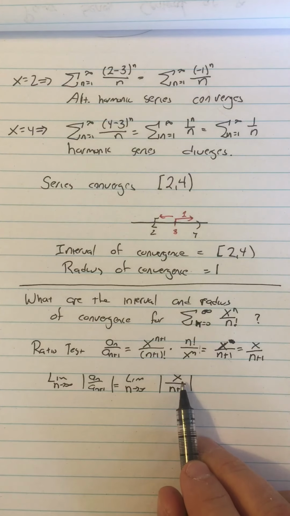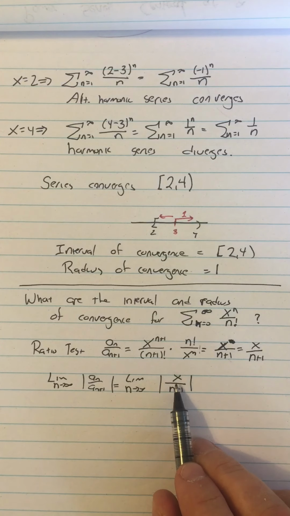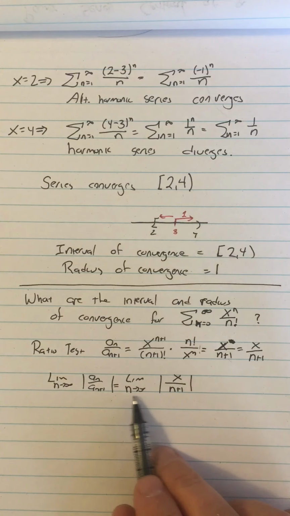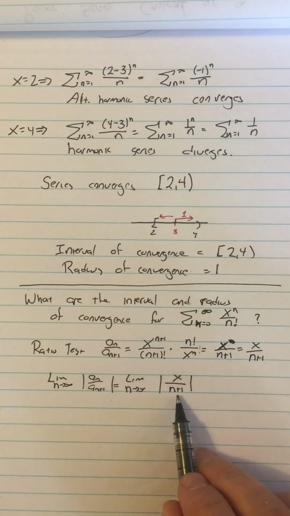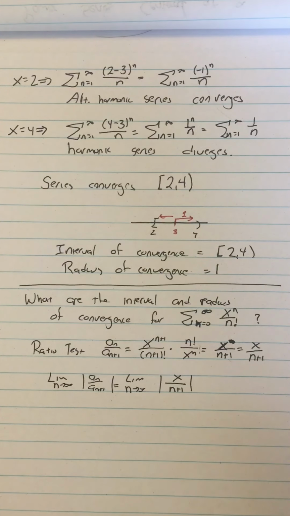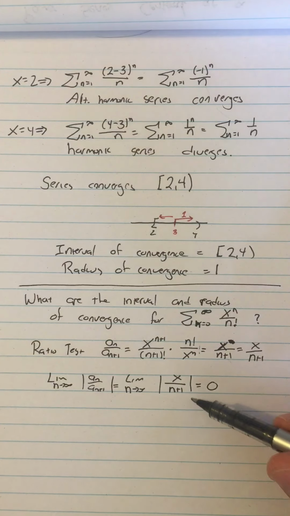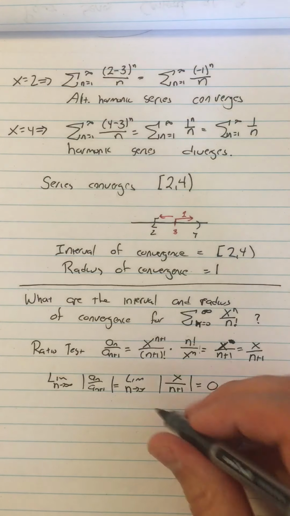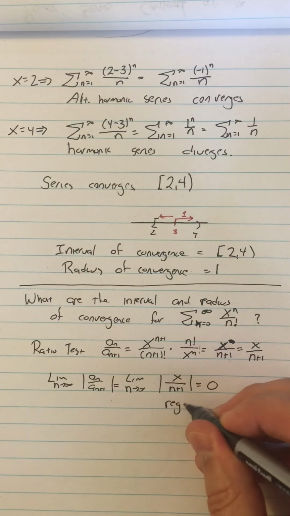Now, x is a fixed number. It's a real number. But n plus 1 is what's increasing. So no matter how big the x is, the n plus 1 will eventually get much bigger, and that limit is still 0 because the top is bounded, being a specified value, and the bottom is unbounded. All right, so this limit is 0 regardless of what the x is.